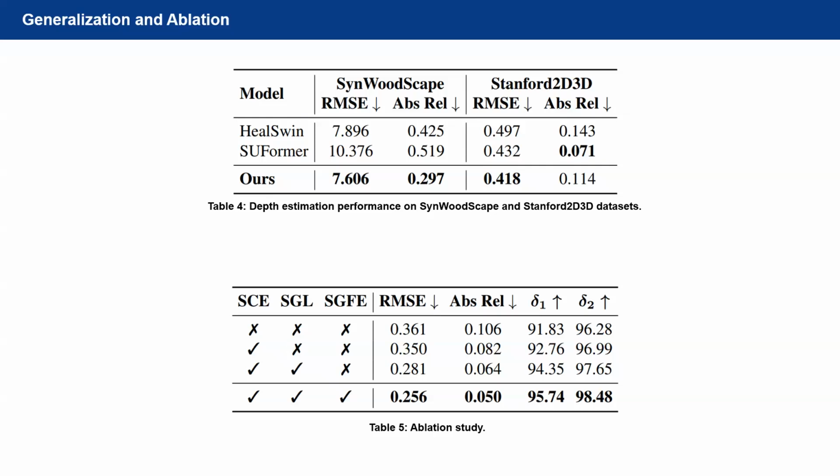We also evaluate generalization and ablation. On SIN, Woodscape and Stanford 2D-3D, SCE-Depth achieves consistent RMSE improvements over spherical baselines, showing that the design generalizes beyond CompoundDepth. The ablation confirms that each component contributes. Native SCE imaging improves over the fisheye to sphere baseline. Adding SGL further enhances gradient level consistency, and including SGFE gives the best final result.